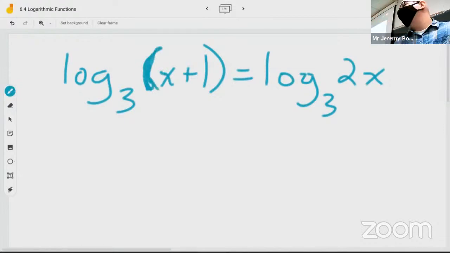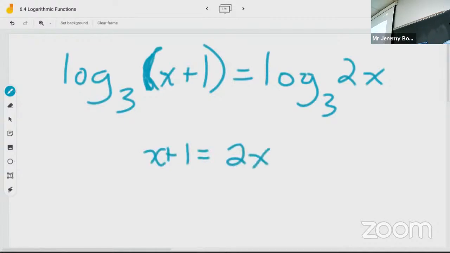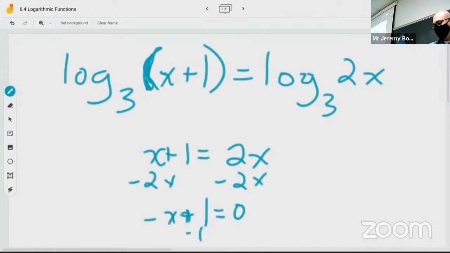So what do you think you're going to do to solve this one? Oh, so x plus 1 equals 2x. There you go, because they both have the same base, right? And it's just like when we had two exponentials with the same base on each side, and we could just set their exponents equal to each other. Same thing here. So we can make this x plus 1 is equal to 2x. And so we subtract 2x from both sides. I get negative x plus 1 is equal to 0. Subtract 1. Negative x is equal to negative 1. And thus, x is equal to 1.